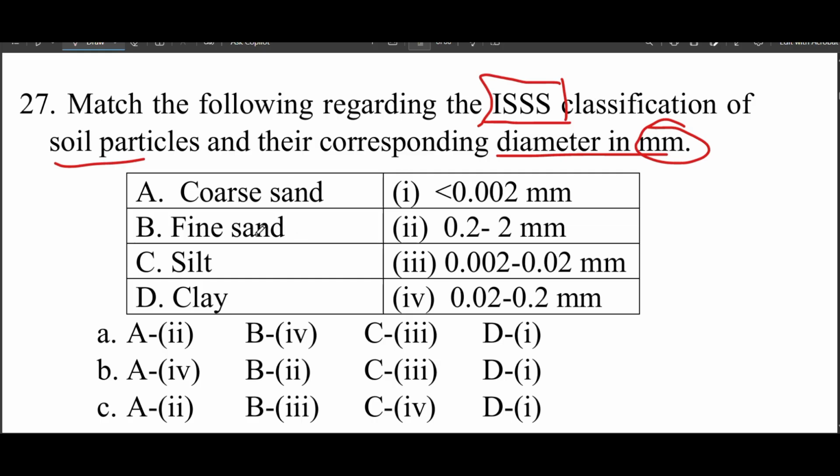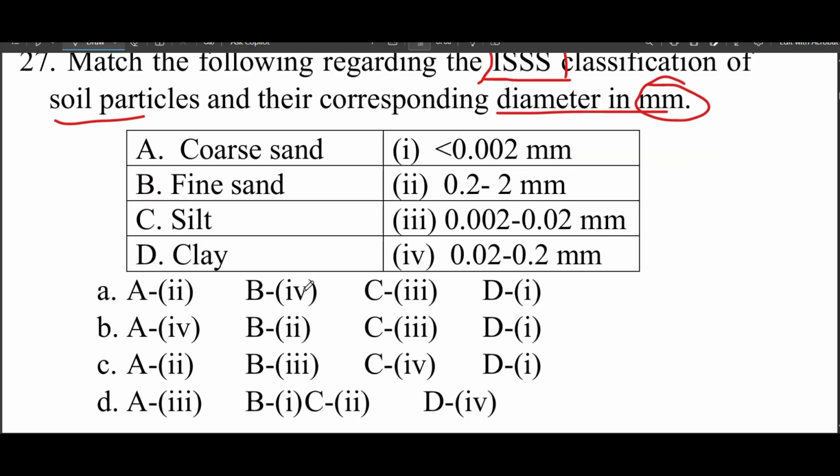So let's see: coarse sand, fine sand, silt and clay. When a question comes like this, you can answer it within seconds. We all know that clay particles will be less than 0.02 millimeter. So D will be 1. But in 1, how many options are there? Three options, so this will not be correct. We can try this trick in exams.